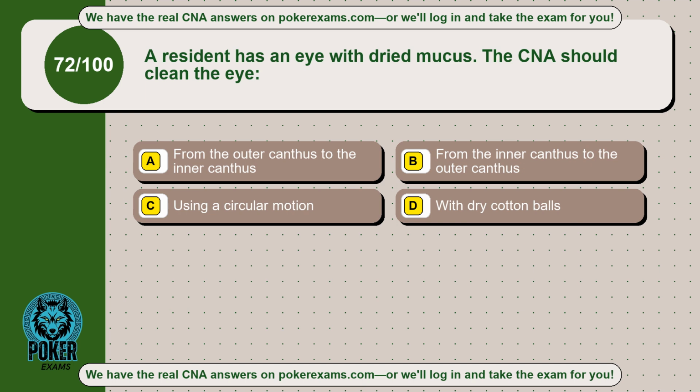Question 72. A resident has an eye with dried mucus. The CNA should clean the eye. Option A, from the outer canthus to the inner canthus. Option B, from the inner canthus to the outer canthus. Option C, using a circular motion. Option D, with dry cotton balls.